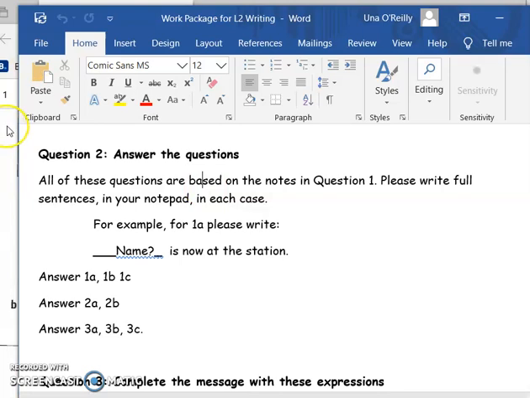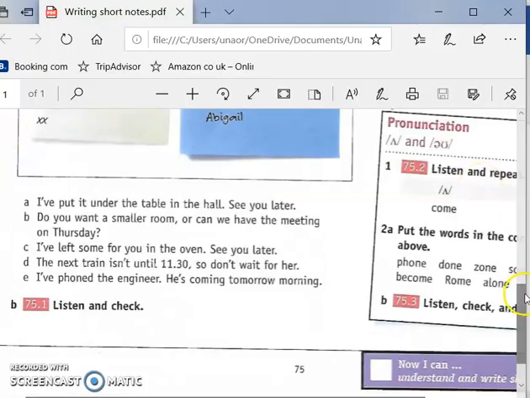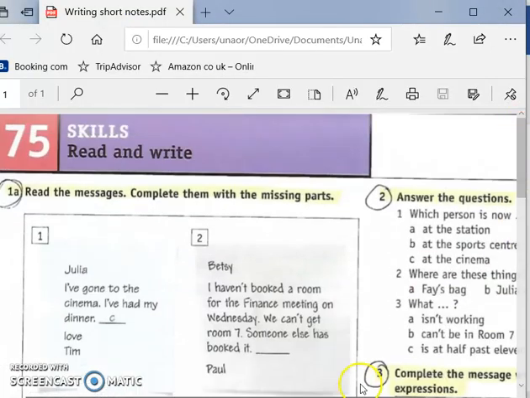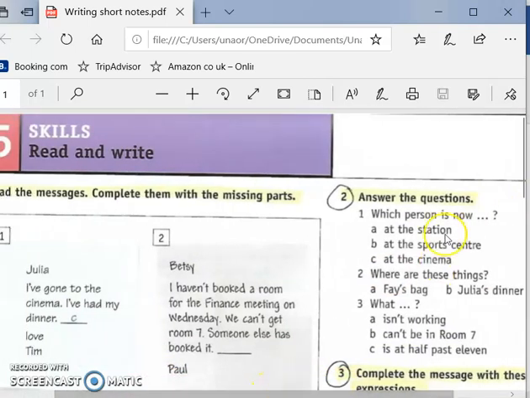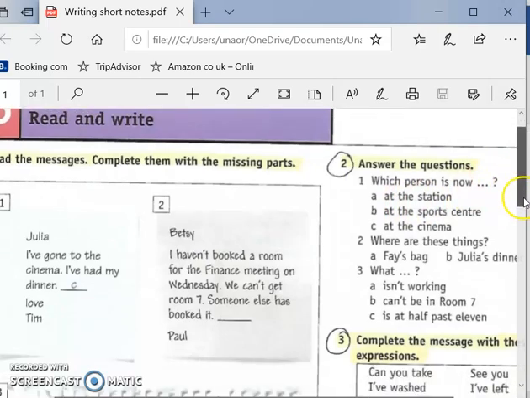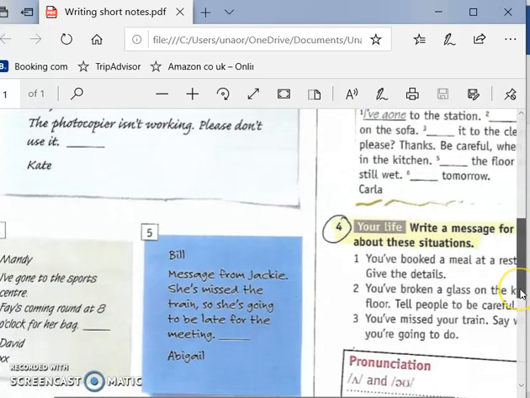Okay, the next one is question 2, answer the questions. So let's go back here to our exercise and scroll up to number 2 and scroll across. Now, these questions all refer to the notes in part 1, okay? So it's asking you in number 1, which person is now at the train station? Okay, so who's at the train station? We know that note 5, I think it was, talked about the train station. Bill, message from Jackie, she's missed the train, so she's going to be late for the meeting. Okay, so it looks like Jackie is at the train station here.